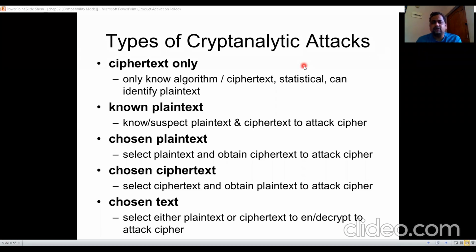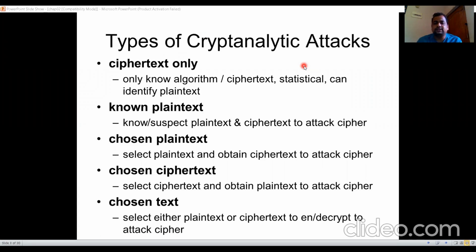As you know, there are several types of cryptographic attacks, like ciphertext-only attack, known plaintext attack, chosen plaintext attack, known ciphertext attack, and chosen ciphertext attack. We'll discuss them one by one.